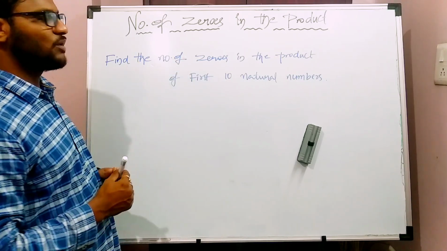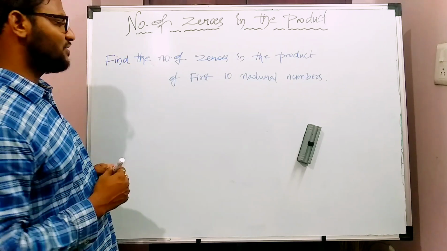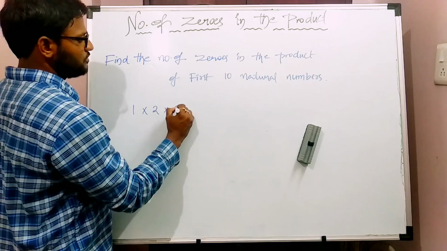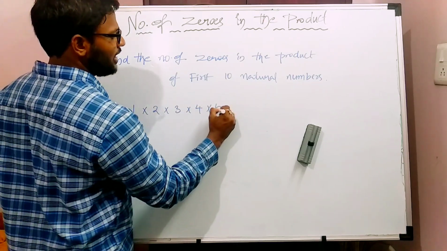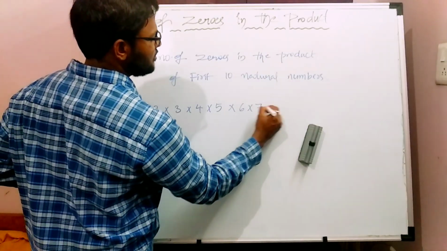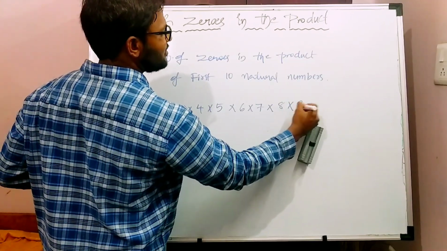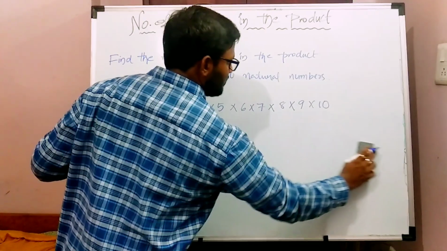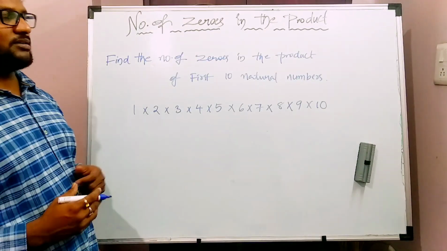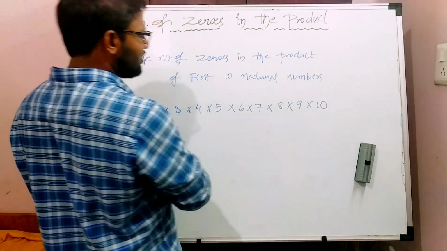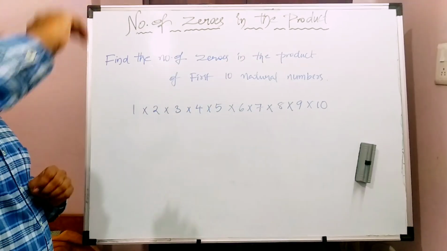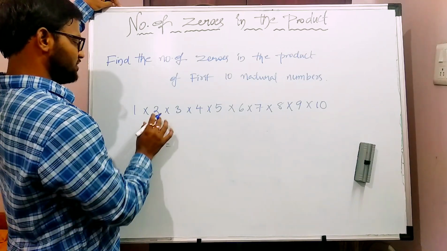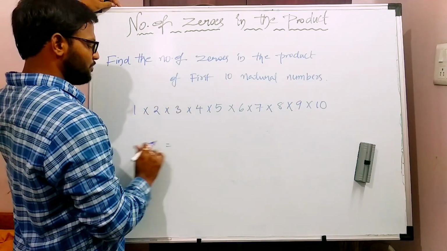Here we have to find the number of zeros in the product of first 10 natural numbers. That means 1 into 2 into 3 into 4 into 5 into 6 into 7, 8, 9 into 10. Okay. Here it is not necessary to multiply all these numbers to find the product and to count the zeros.